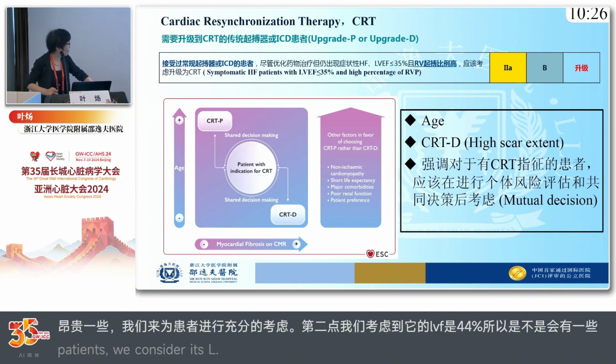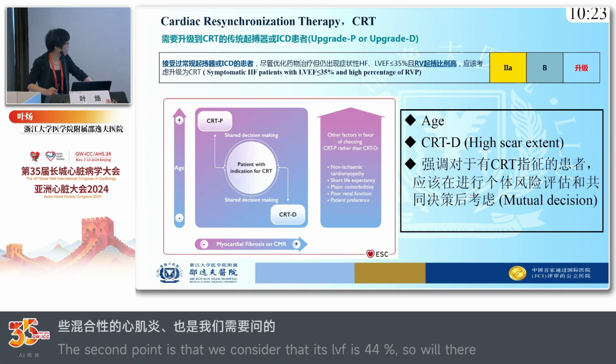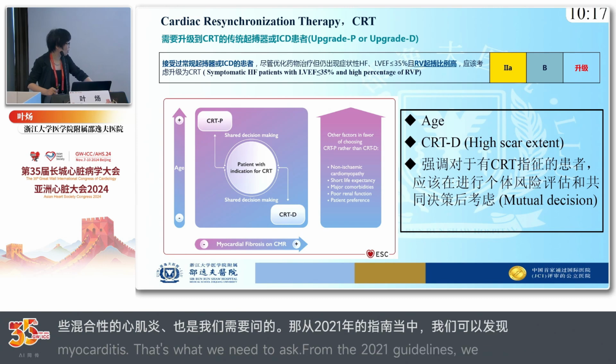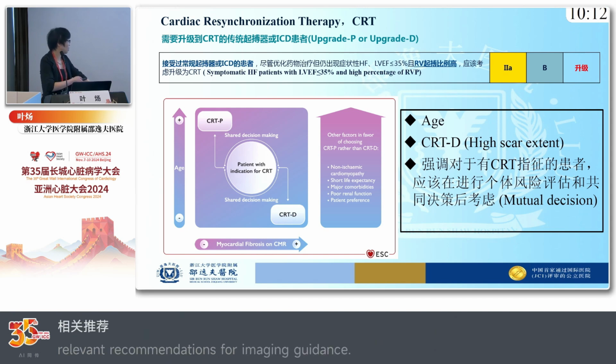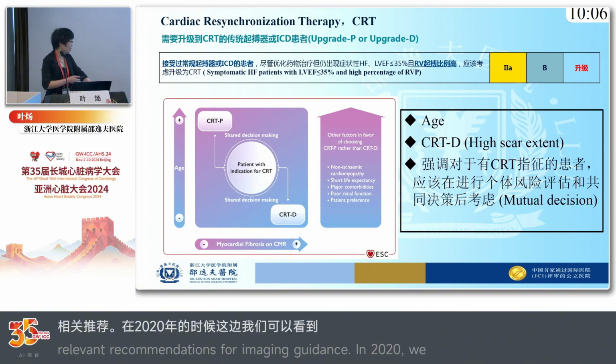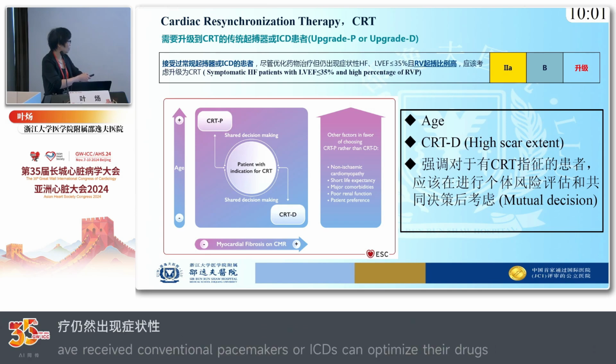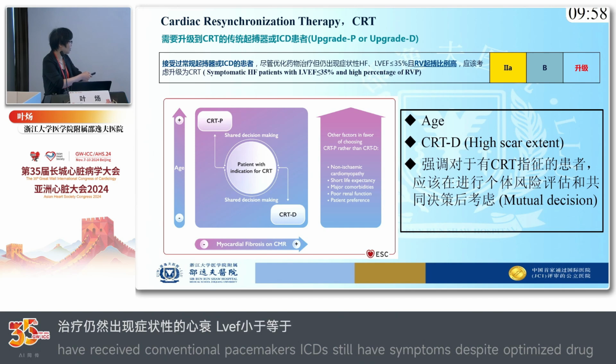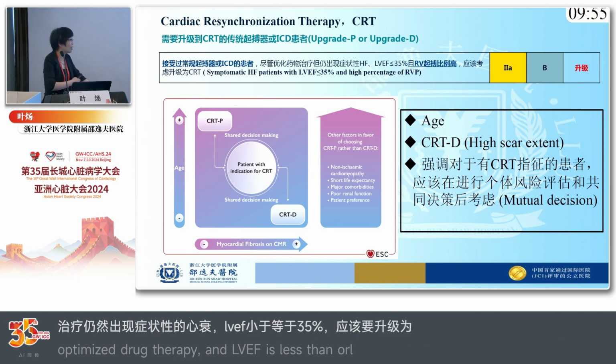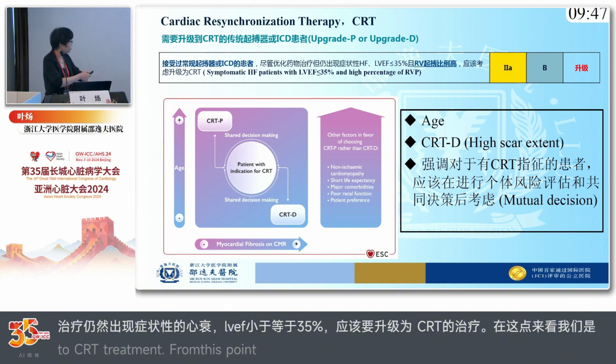So from the 2021 guideline, we found the imaging-guided recommendation. Here, myocardial fibrosis on CMR means probably we have to implant CRTD, and we also have to consider the patient's age. It also recommends that if the patient has non-ischemic cardiomyopathy, we probably choose CRT. And this patient's CTA is negative. So from this view, we would upgrade to CRTP, right? And this is also a very young woman, not very old.